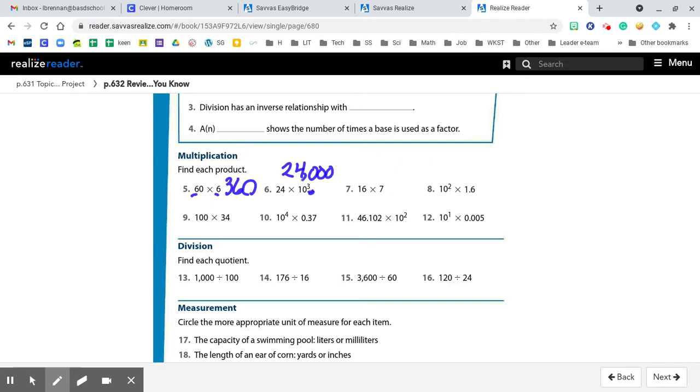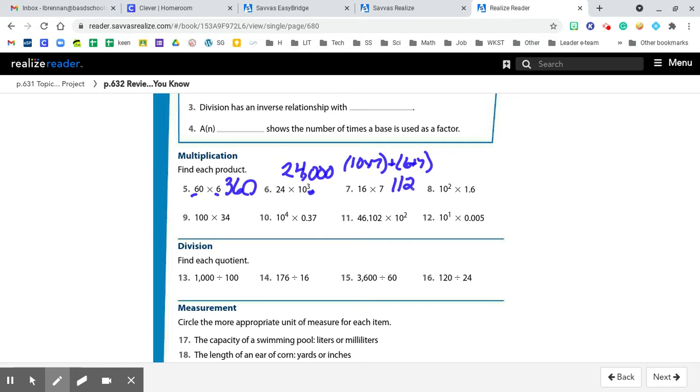16 times 7. And remember, I can use the distributive property to try to do this in my head. 10 times 7 is 70, plus 6 times 7 is 42. So when I add that all together, I get 112.